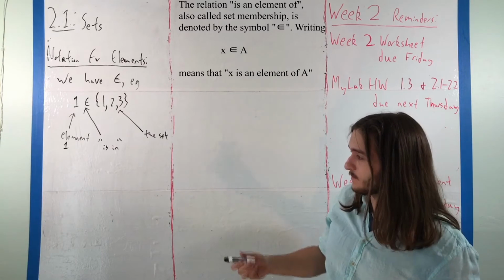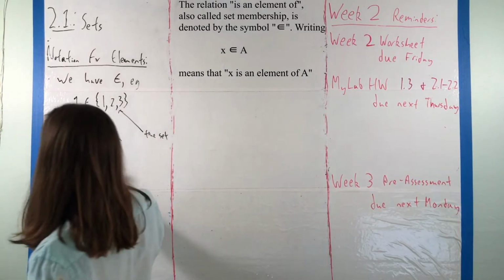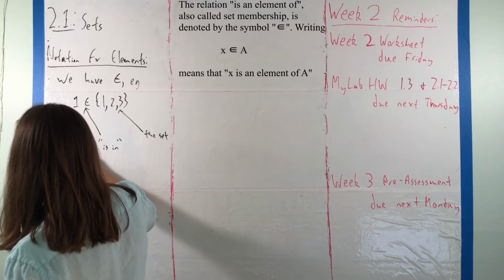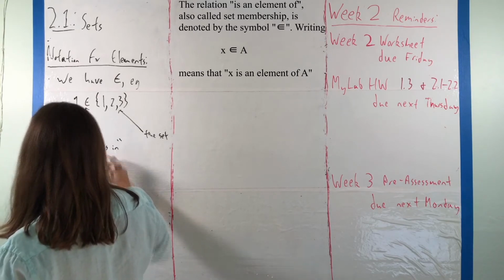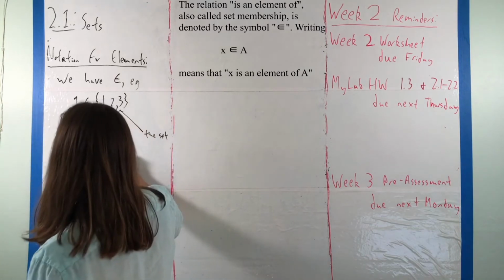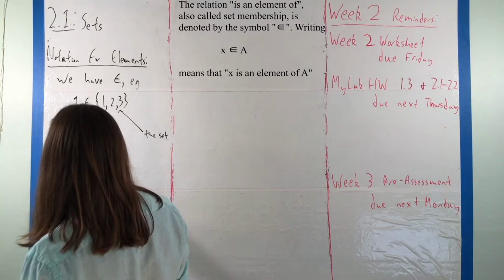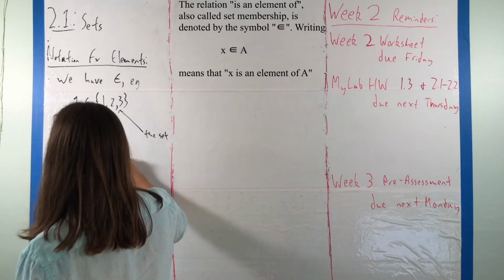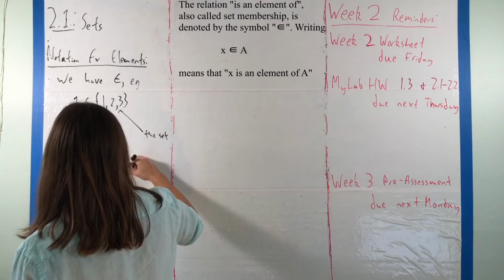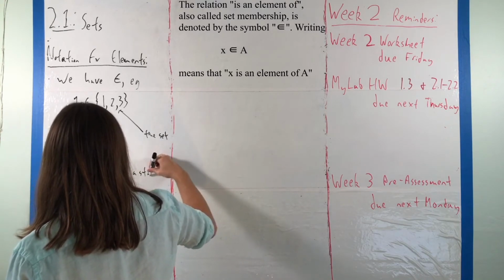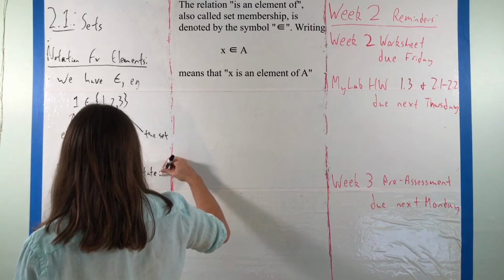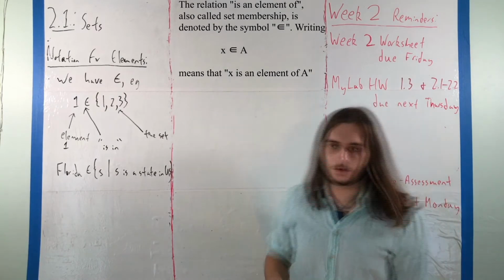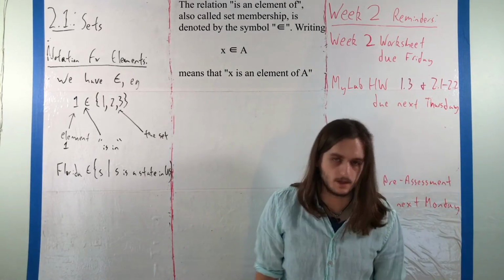So for another example, we could say that Florida is in the set that consists of states in our country. So the set in set builder notation: S such that S is a state, specifically in the US. That's how we could notate that in set builder notation as well.